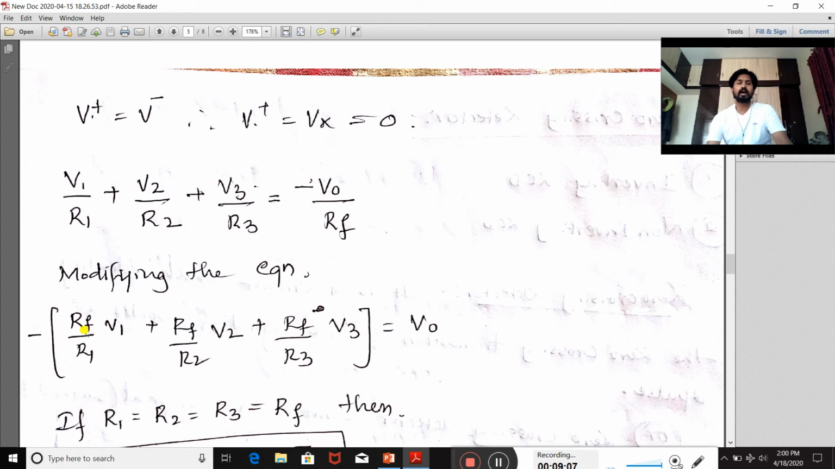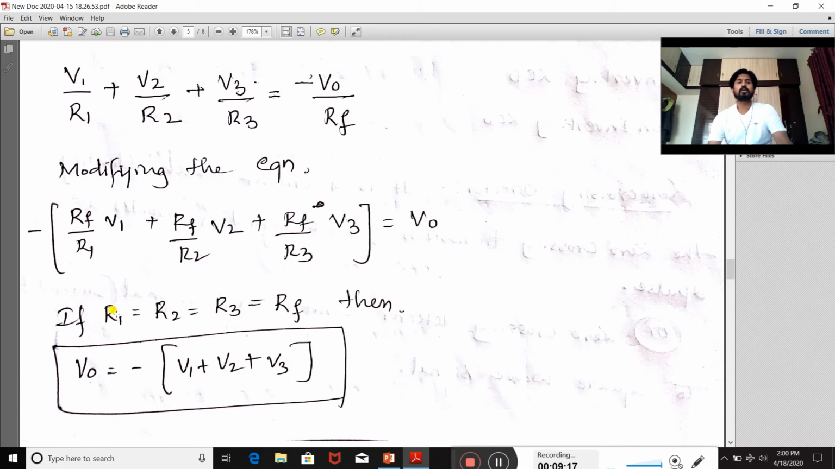Now simplifying or modifying this equation, send this Rf and the negative sign to this side, so it becomes Rf divided by R1 into V1 plus Rf divided by R2 into V2 plus Rf divided by R3 into V3, that is equal to V0. As we know, this is nothing but the inverting operational amplifier gain, actually.